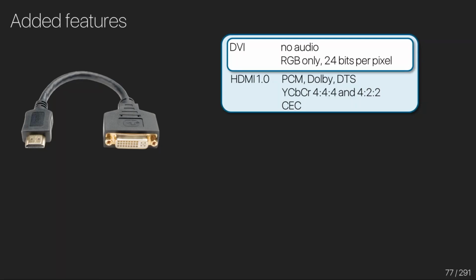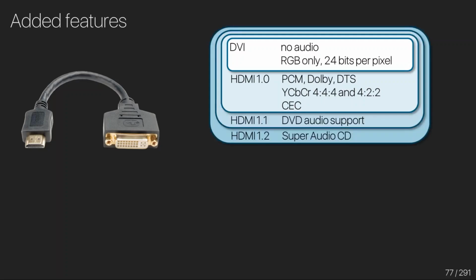We also added CEC, the Consumer Electronic Control, so that was an actual extra wire in the HDMI connector, and in the beginning it was basically if you bought a Samsung display and a Samsung Blu-ray player, when you turn on the Blu-ray player, it will turn on the display, that kind of stuff. And then we had a couple of versions, 1.1 and 1.2, basically adding new audio formats. I remember Super Audio CD at the time was a big deal, but now no one talks about that.